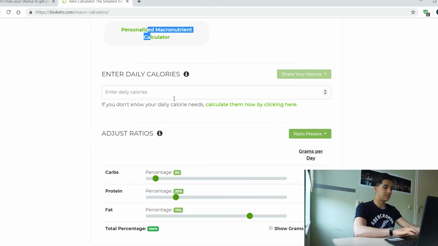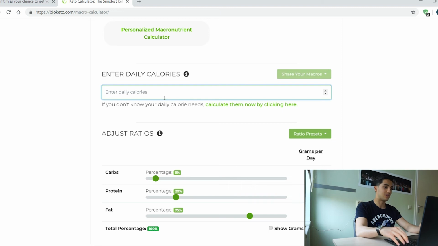Alright, if I just enter 2500, that means they will give me macros for me to stay the same. But what I want is to lose weight, and I want to do this steady and sustainable. So I would recommend a deficit of 200 to 500 calories. Because I want to do this slow and steady, and I don't have a lot of weight to lose, I would go for 2300. So that's a 200 calorie deficit.